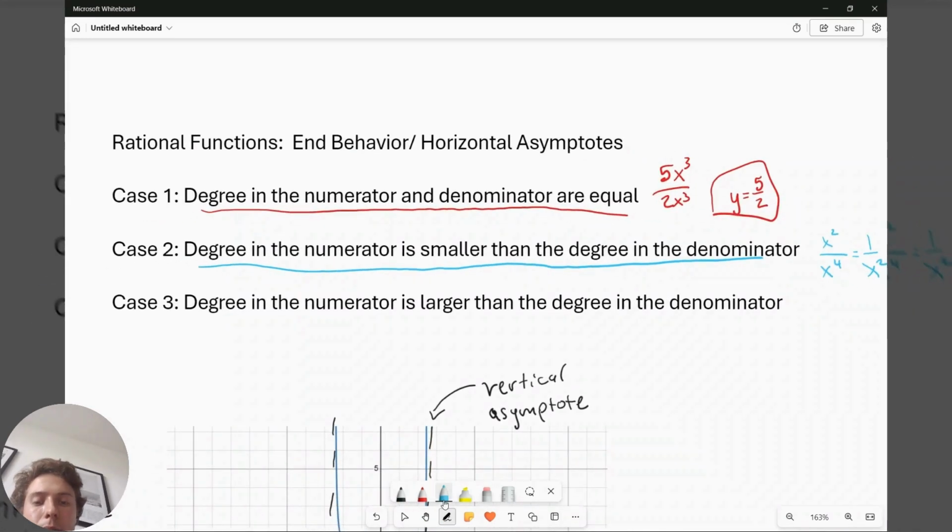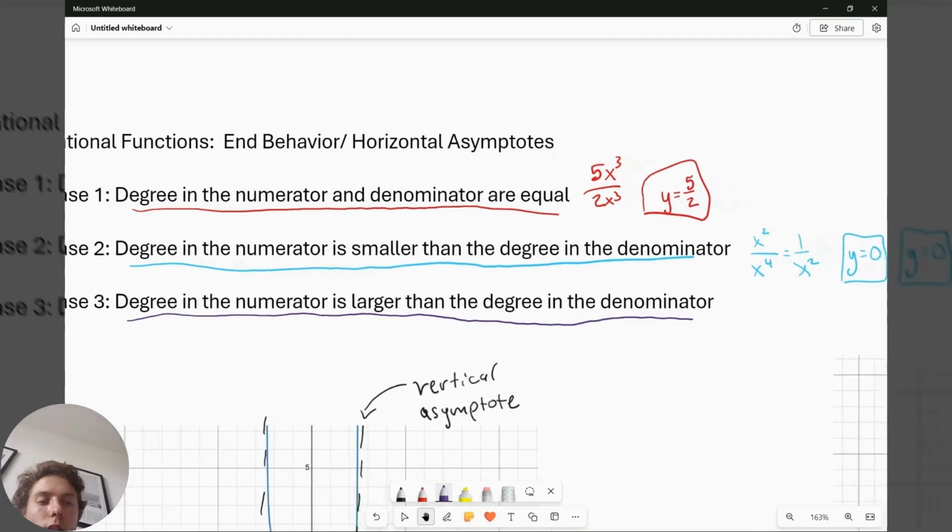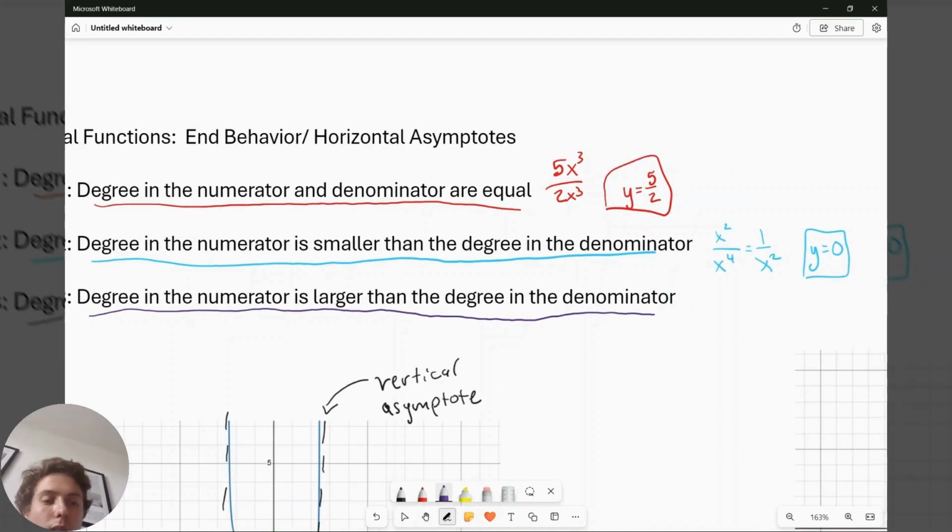Third case, then, is when we have the opposite, where the numerator now, the top, is larger than the degree in the denominator. Maybe something like 7x to the 5th over x squared. Well, if you were to simplify that, I don't even need the 7 in front, really, to think about this. But if I were to simplify that, that's now x to the 3rd over 1. And if you think about x without bound, what ends up happening is it goes off to infinity.